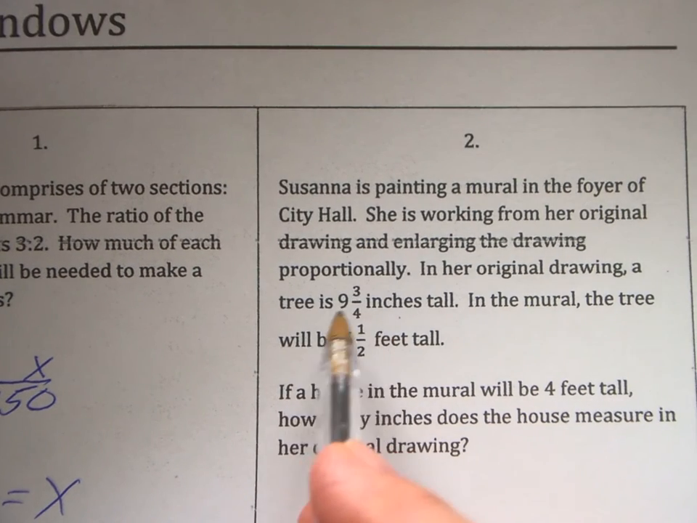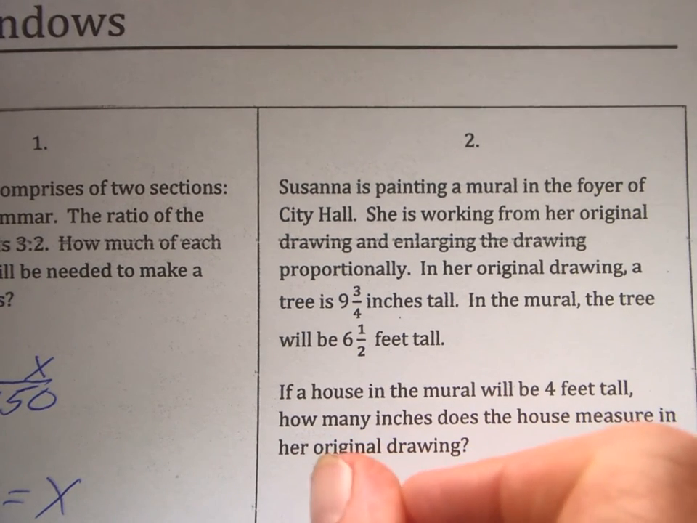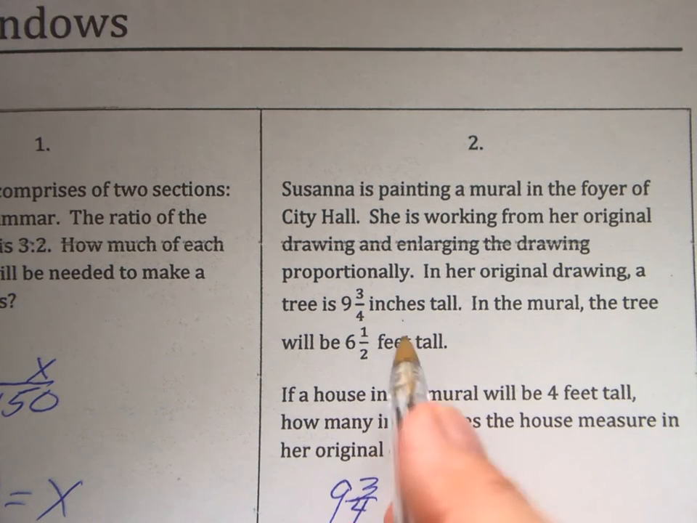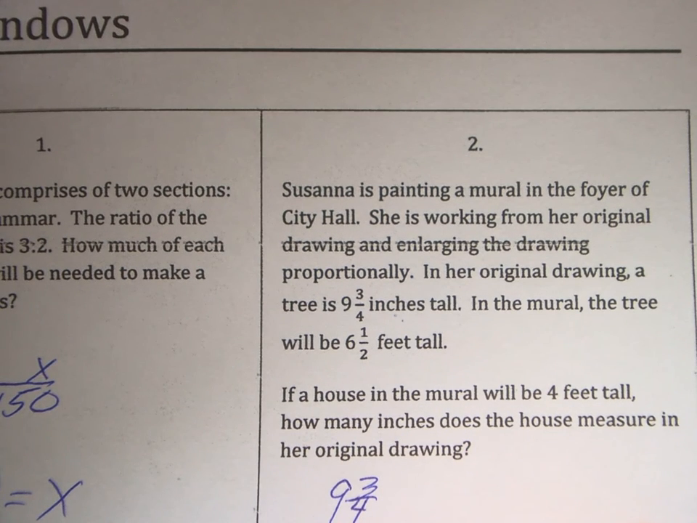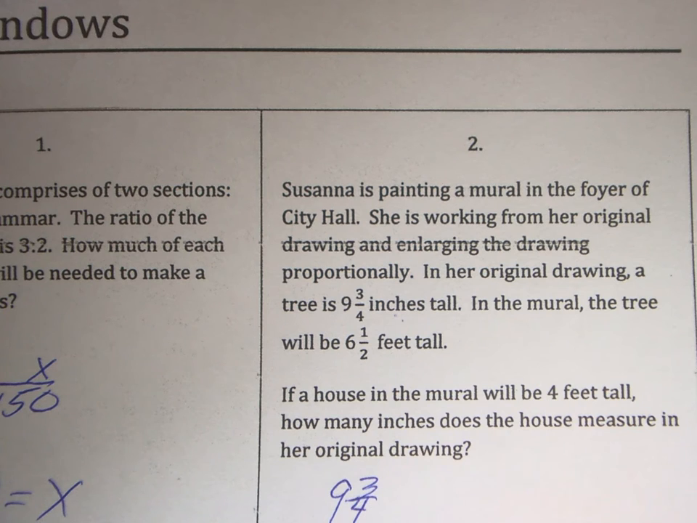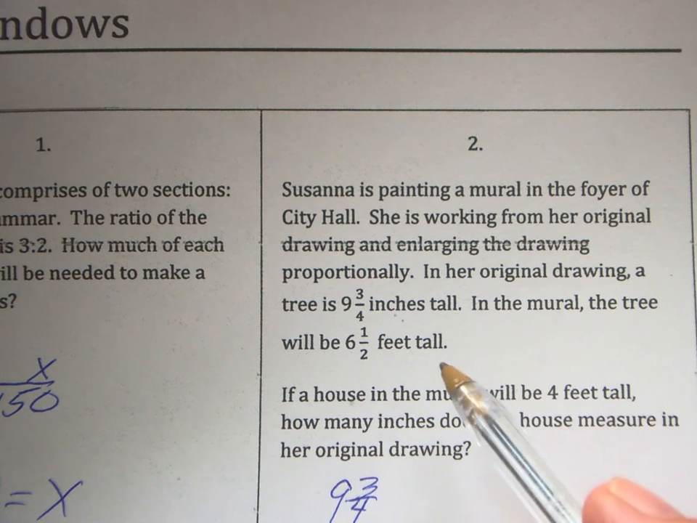So we're going to just use the original, it's 9 3/4, right? And the tree is 6.5. Even though they're different labels, inches and feet, we can still do that because we're going to do the same with the house. The tree proportion has to be the same as the house proportion when you change them, when you do it on the mural. Now the tree will be 6.5 feet tall in the mural.